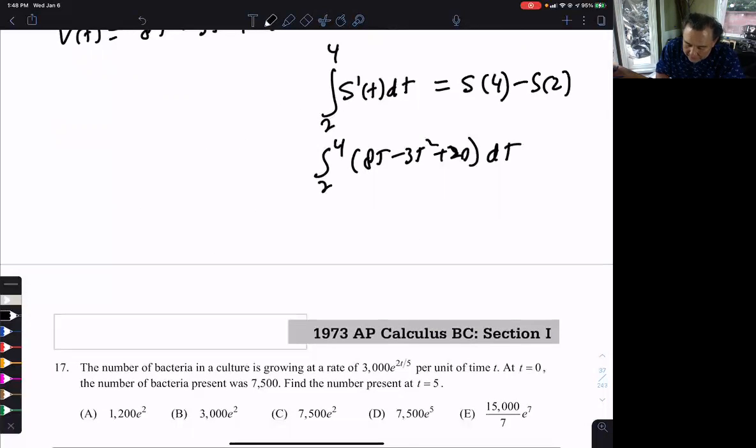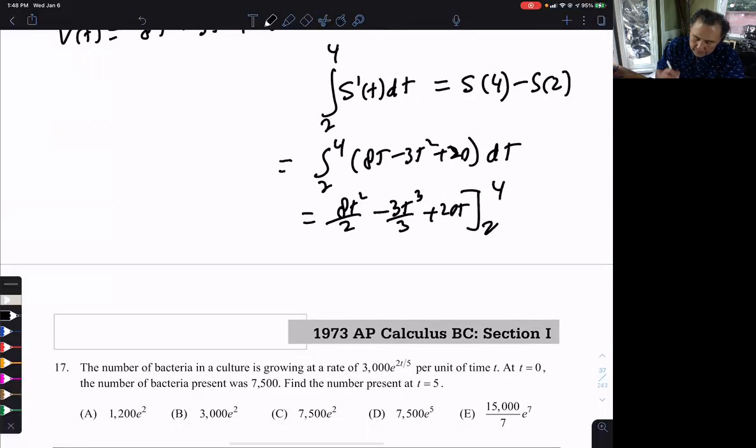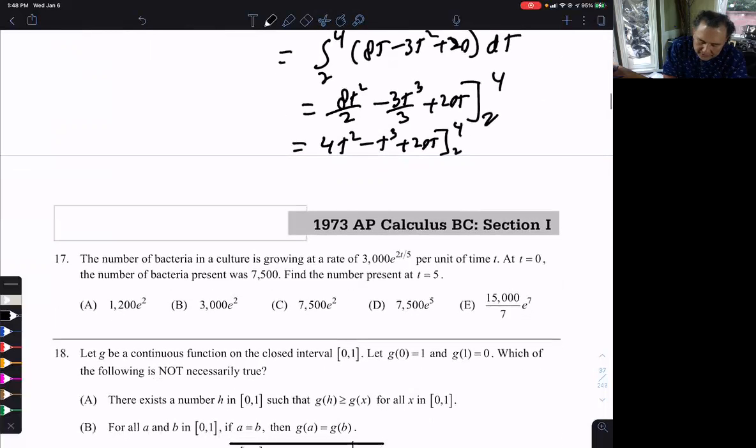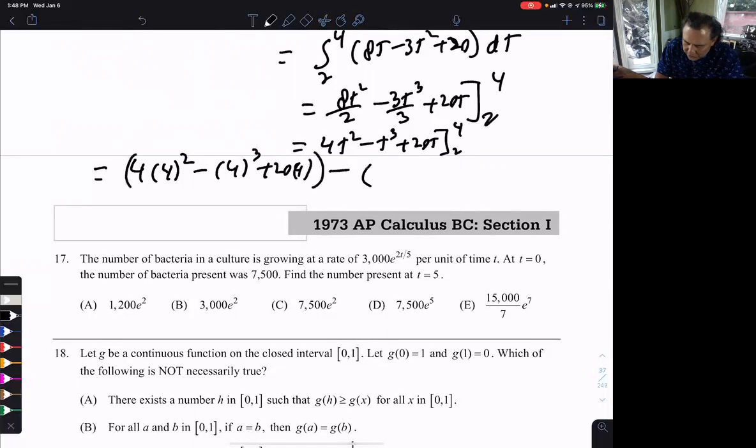Let's find the antiderivative. It's going to be 8t squared over 2 minus 3t cubed over 3 plus 20t from 2 to 4. And then that's going to be 4t squared minus t cubed plus 20t from 2 to 4. Then I'm going to plug in 4, then 4 again and 4 again. Then I'm going to plug in 2.